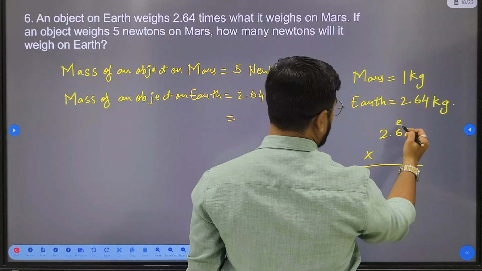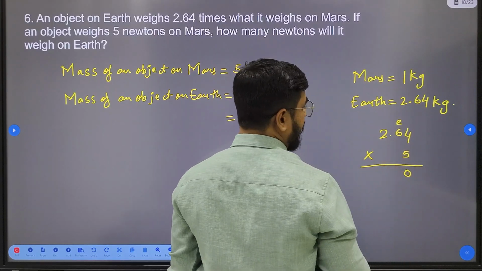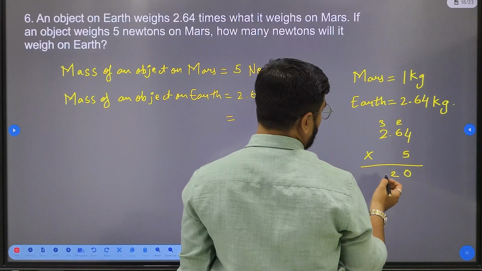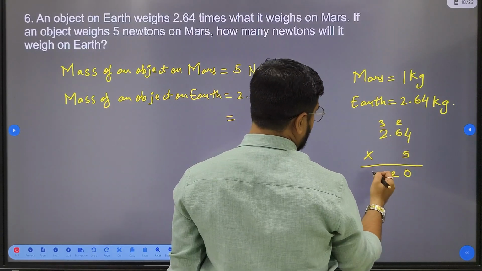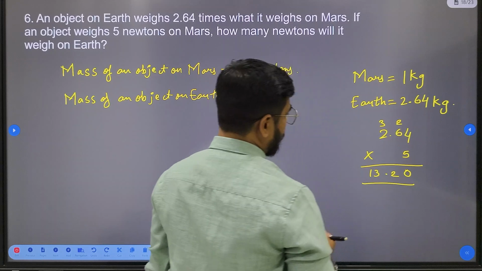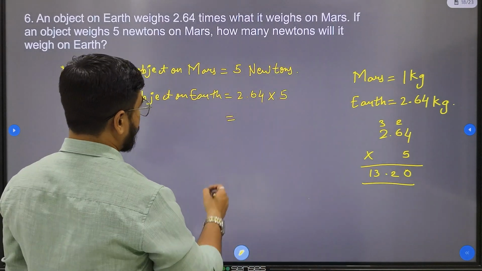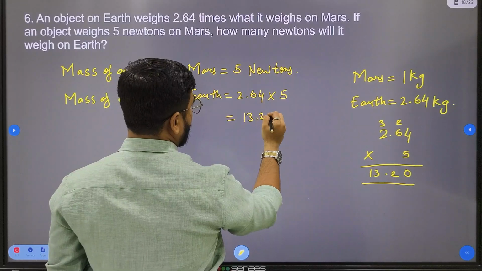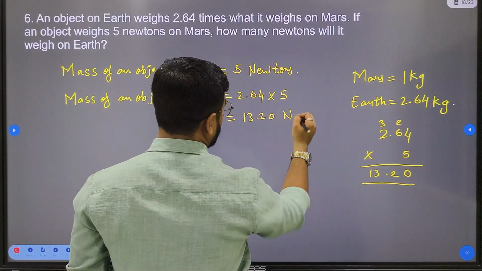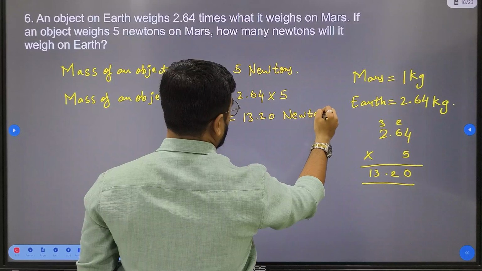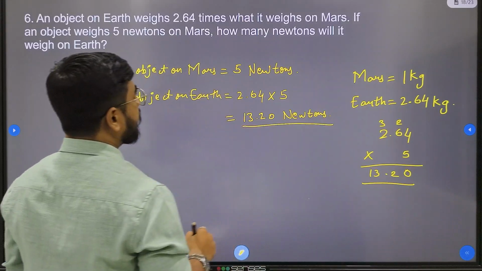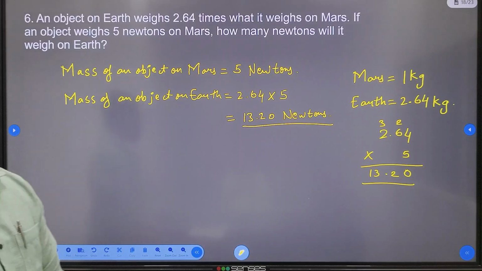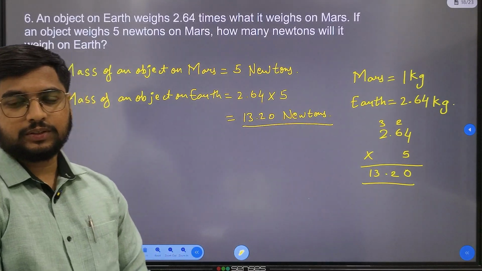5 into 4 is 20. 6 into 5 is 30 plus 2, 32. 5 into 2 is 10 plus 3, 13. So it will weigh 13.20 newtons on Earth. Let's move on to the next question.